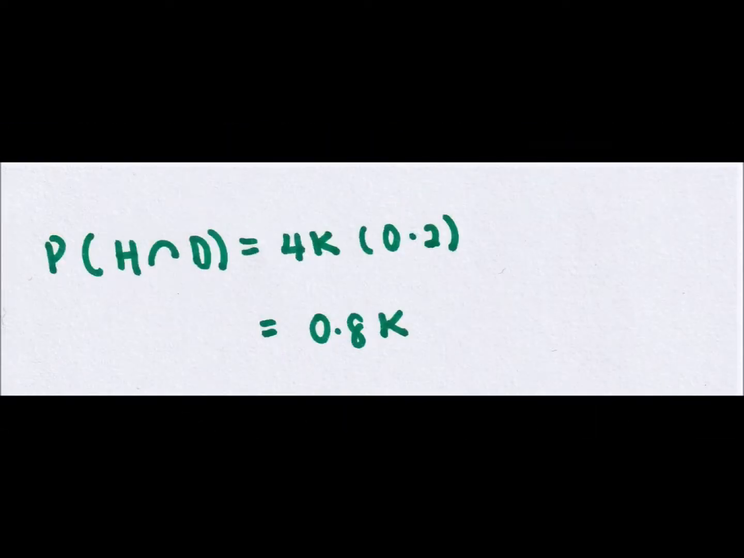Then we insert into the equation: the probability of a person who dies being a heavy smoker equals 4k, and the probability of heavy smokers is 0.2. So 4k times 0.2, we will get 0.8k.